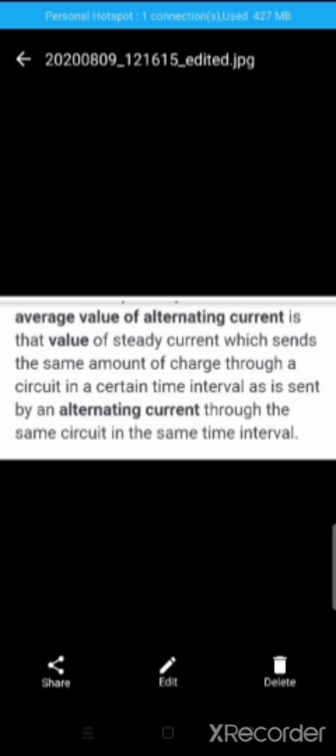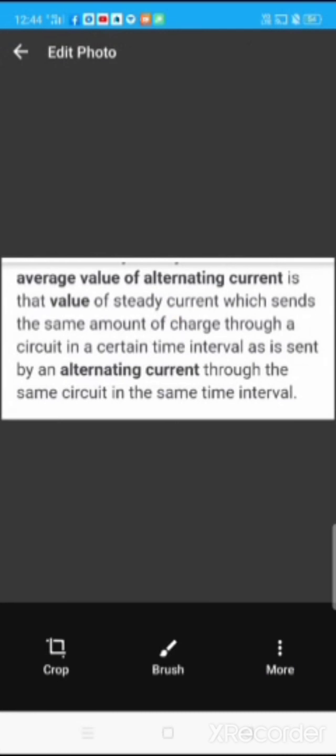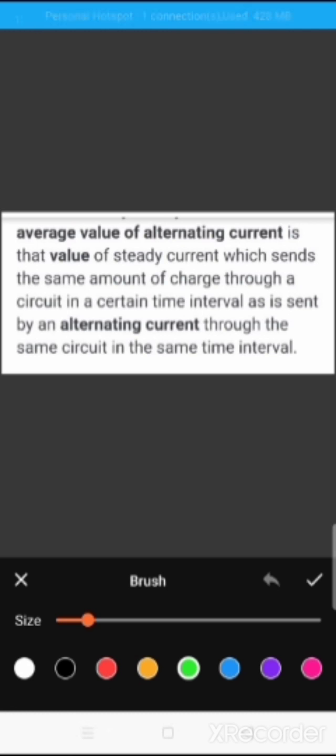Before coming to the expression, first of all we should know what is the mean or average value of alternating current. The average value of alternating current is that value of steady current. Now see, steady current comes here. I earlier mentioned that steady current is a type of direct current that doesn't change its intensity with time. So this was steady current.